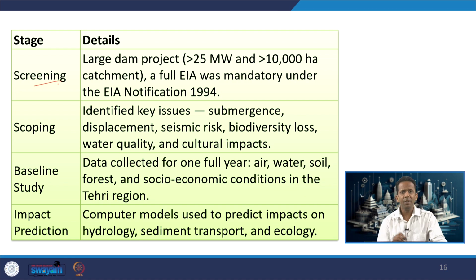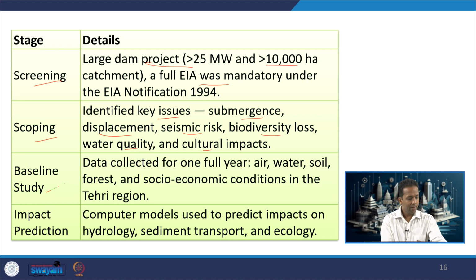So, at screening, it is a greater than 25 megawatt project. So, it is a large scale project, with greater than 10,000 hectares of catchment area. So, full EIA is mandatory as per the EIA notification 1994. Then scoping, it identified the key issues, all the activities and possible impacts on different components of environment. For example, submergence, displacement of people, seismic risk, because Uttarakhand is a flood and earthquake prone zone. There are a lot of landslides happening in the months of monsoon, biodiversity loss, water quality, cultural impacts.